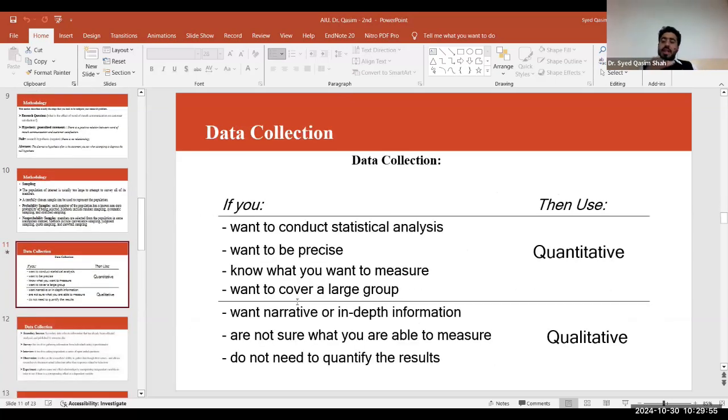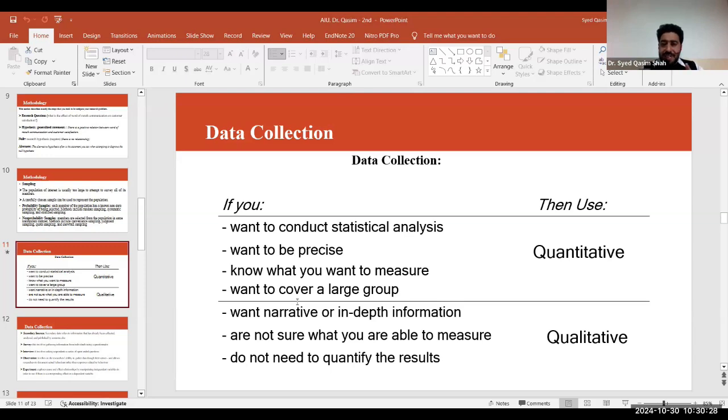Now moving to another important aspect of methodology, data collection. We have two types of data, quantitative and qualitative data. How we define whether we must use quantitative or qualitative data, it depends. Let's say if you want to conduct statistical analysis, obviously we know statistics means numbers, numericals, certain values, we are going for quantitative tools and techniques, so our data will be quantitative in nature.